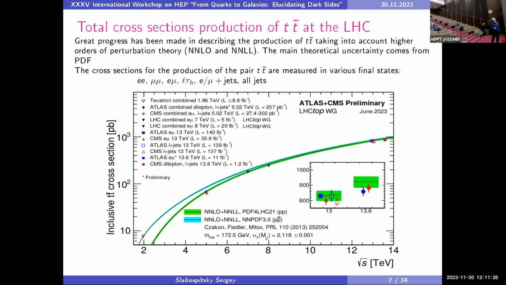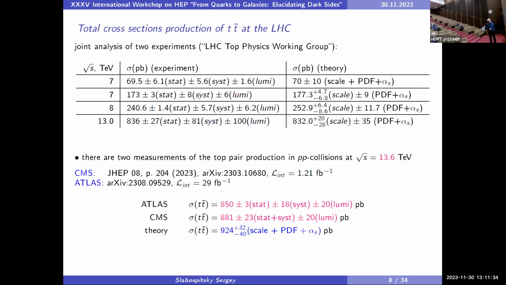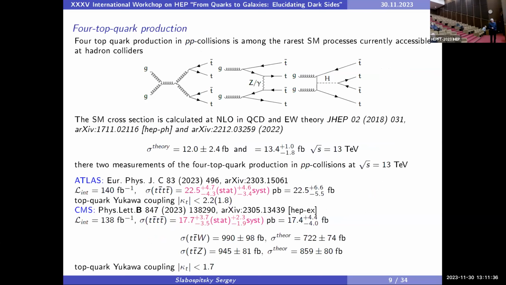That's why I show you, we concentrate on this point where the experimental measurements are smaller than theoretical predictions. During the last 3 years, several interesting measurements have appeared. Maybe the most interesting is the 4 top quark production. 4 top means 2 top quarks and 2 T-bar quarks. First of all, there are 2 reasons.